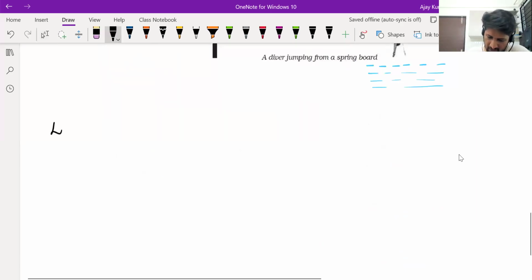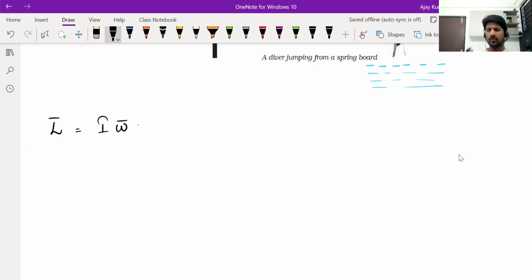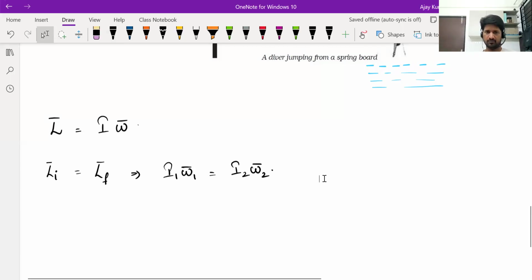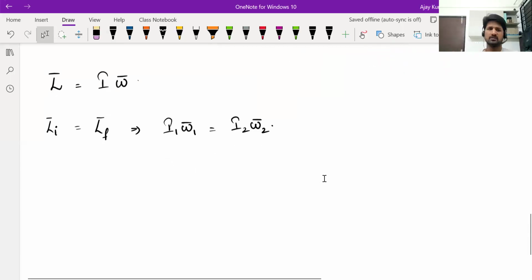Now we know angular momentum in pure rotation. Angular momentum is I omega. So for a particular system on which the net torque is 0, you can say L initial is equal to L final. So you can say I1 omega 1 is equal to I2 omega 2. I1 omega 1 is its initial angular momentum, I2 omega 2 is its final angular momentum. In pure rotation, this is how we'll apply angular momentum conservation.